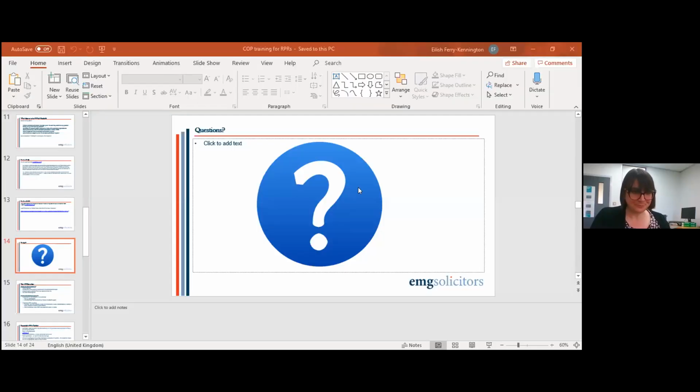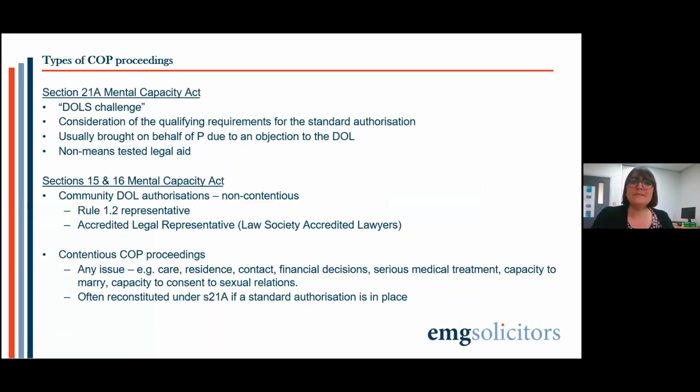slide sharing. So we've talked about what a standard authorization is. We've talked about when to challenge it. And now I want to talk about what happens when you get into court. And this can be in various different situations. And there are three main ways that I think, I can't think of another way it would be before the Court of Protection.